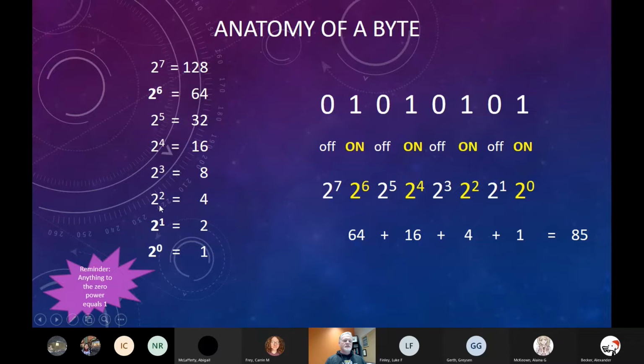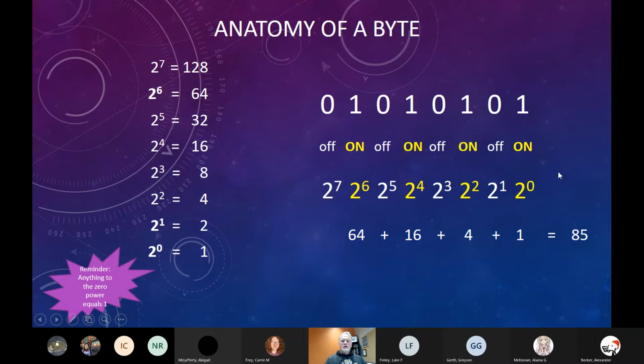Two to the second is two times two, which is four. Two to the third is eight. Two to the fourth is 16. Two to the fifth is 32. Two to the sixth is 64. And two to the seventh is 128.